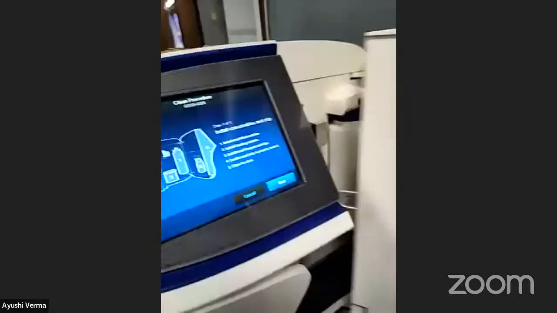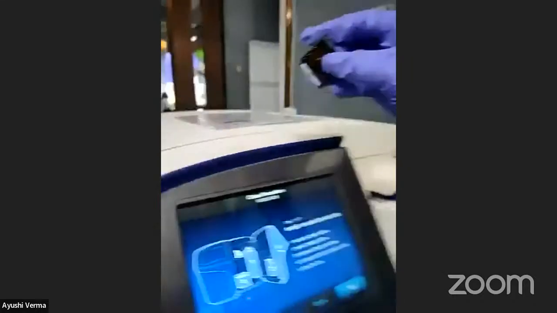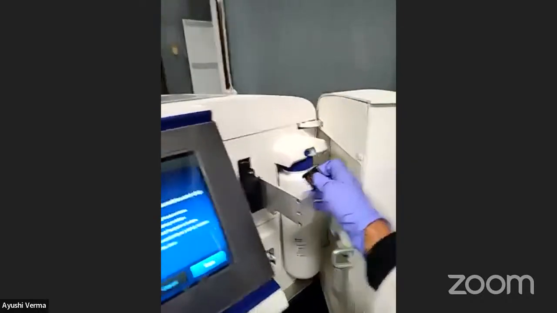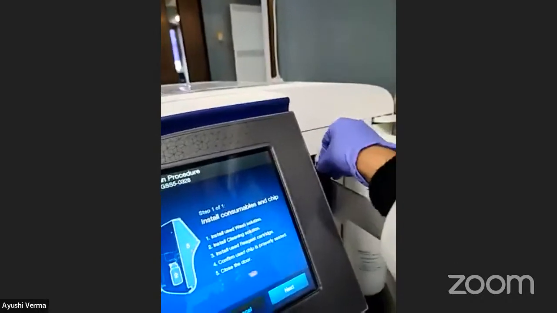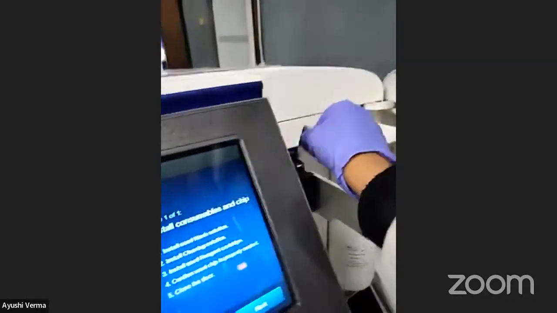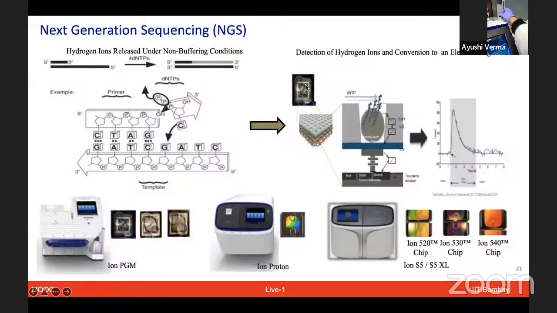And here, this chip will go into this instrument like this, and then you can close the chip clamp. These are the cartridges which supply the 4 nucleotides. You can place the cartridge here like this, and this is just the washing solution and the cleaning solution. You have to close the sequencer, and then you can start the sequencing reaction.